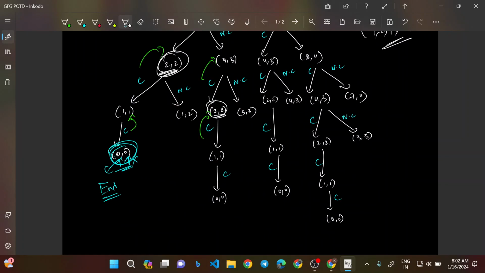But what about this thing? What about the not considering case? Why are we not dealing with this particular 1, 2? Why are we not dealing with this? So observe it carefully.